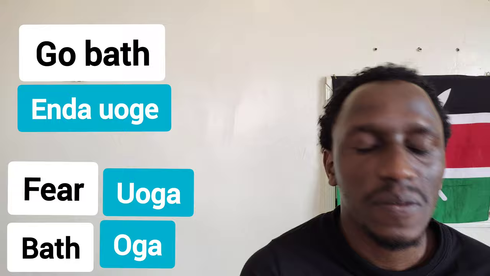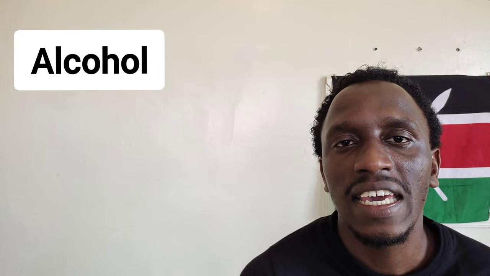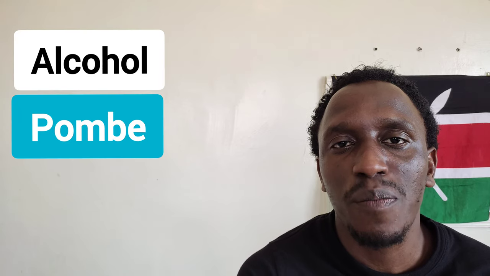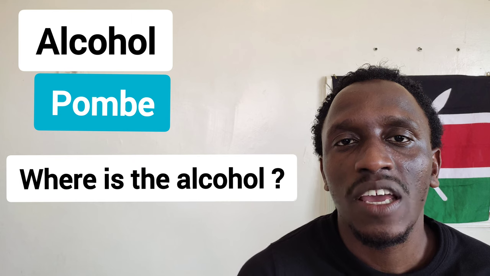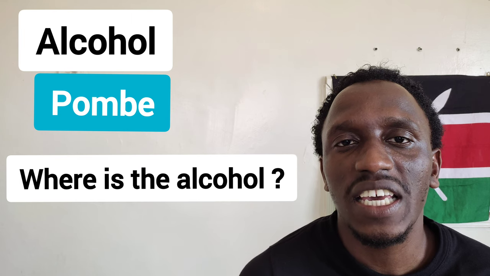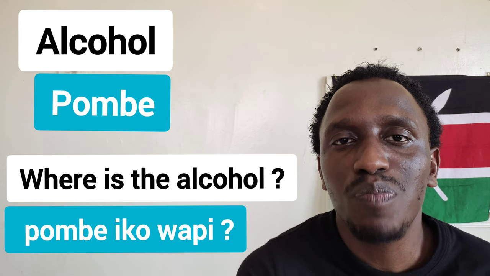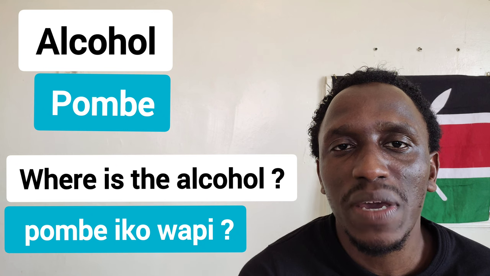Another common word for a commodity is alcohol. In Swahili, we say pombe. And maybe you want to say, where is the alcohol? You say, pombe iko api?